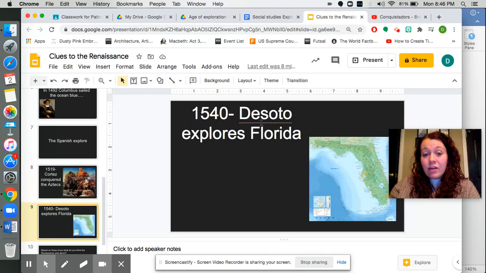Then in 1540, a man named Hernando de Soto began exploring, and he discovered this little state called Florida. He was looking for something called the Fountain of Youth. If you've ever seen the Pirates of the Caribbean movies, they talk about the Fountain of Youth in one of them. He believed in that, and so he thought he could find it in Florida. He ended up getting really lost and never finding a Fountain of Youth, but he did say that Florida was very beautiful, and he caused more people to want to explore because he found Florida.